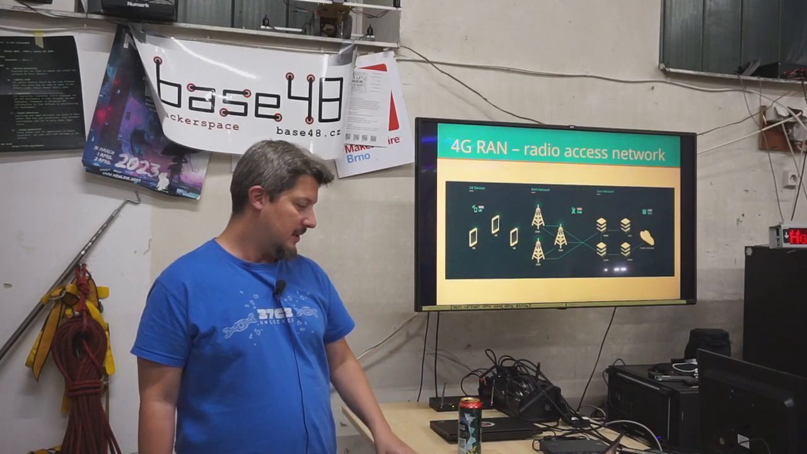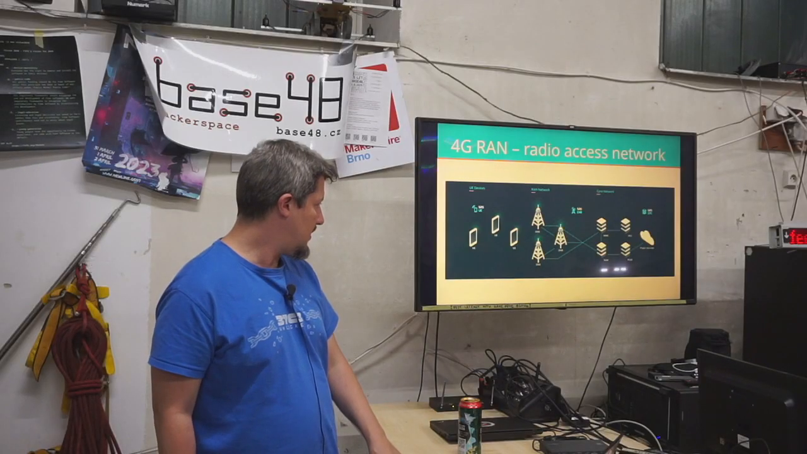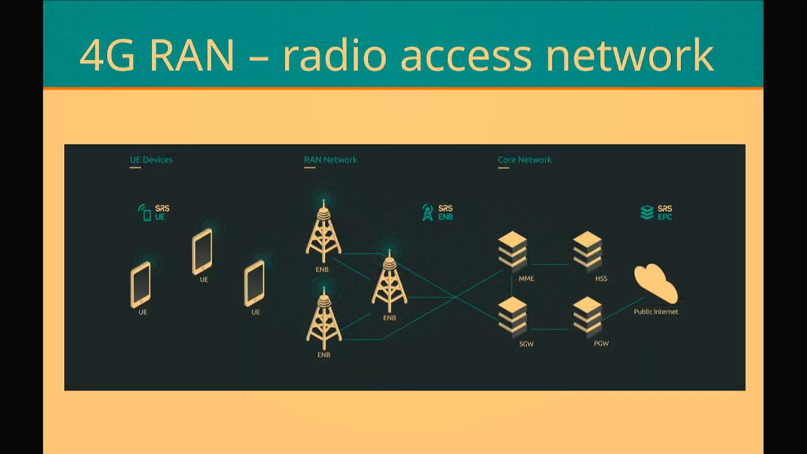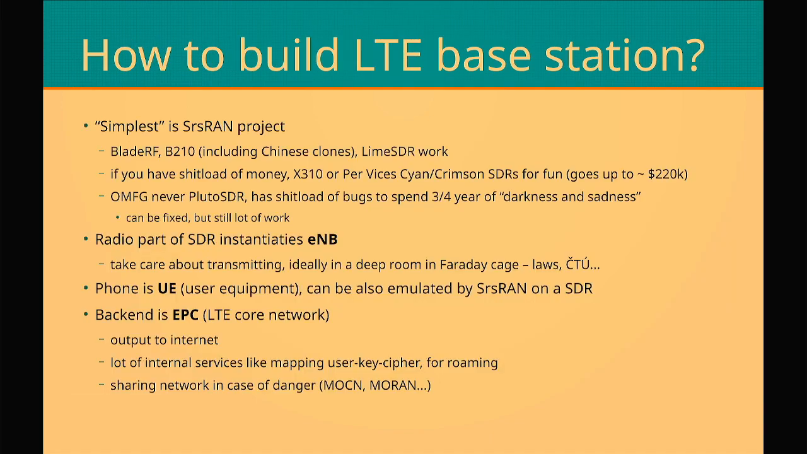So the whole network is, I don't know how big or small it is. It was also designed for a big screen. UE is user equipment, your phone. ENB is the stuff you put on your SDR or the base station, and the backend is the so-called EPC. And yeah, this is probably small.